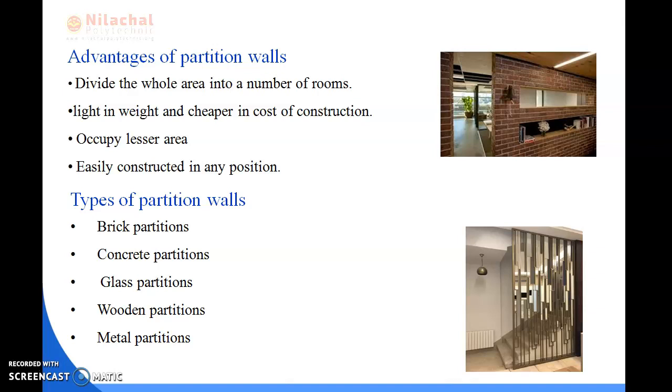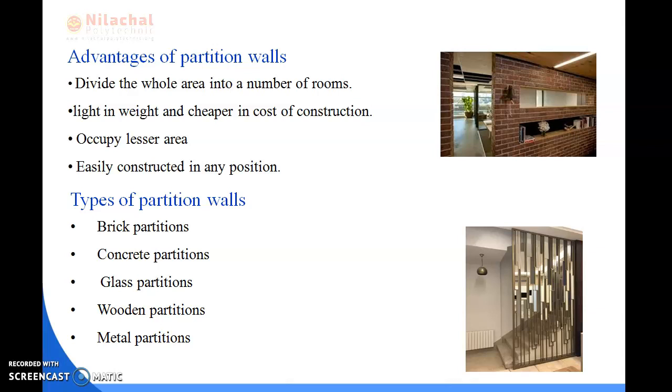Advantages of partition walls: it divides the whole area into a number of rooms, is light in weight and cheaper in construction, occupies a lesser area, and is easily constructed in any position. So we can say that the whole area has been divided into a number of rooms, and it is light in weight and cheaper in cost of construction. It occupies a lesser area and is easily constructed in any position.